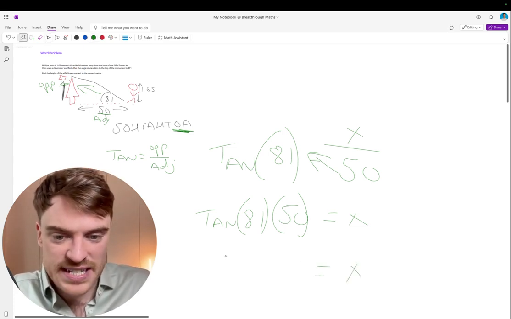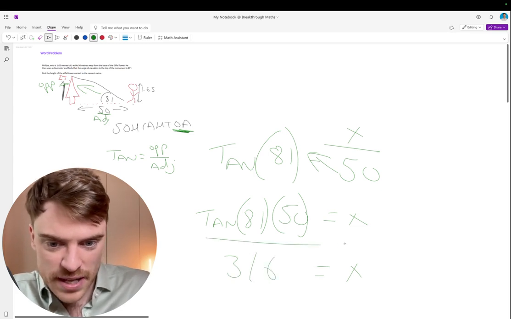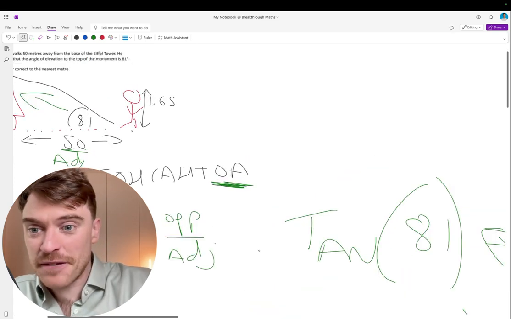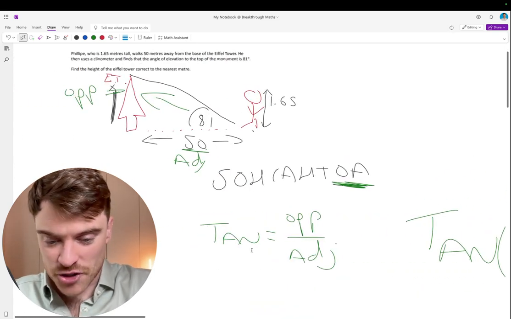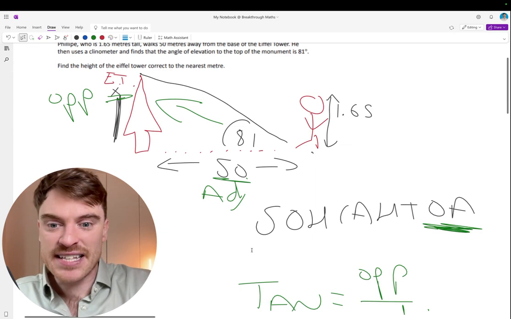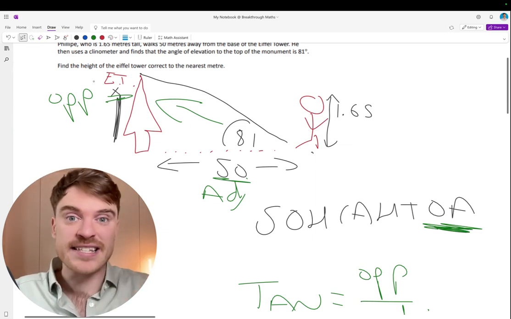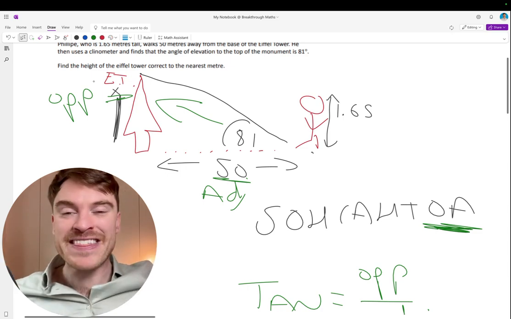So X is equal to 316 essentially if you go to no decimal places. 316 meters. That's correct. The Eiffel Tower would be that high in general. If you think about it, 316 meters high. That makes sense. Yeah. 316 meters. That's the answer. There you go. A lovely way of using the angle of elevation.